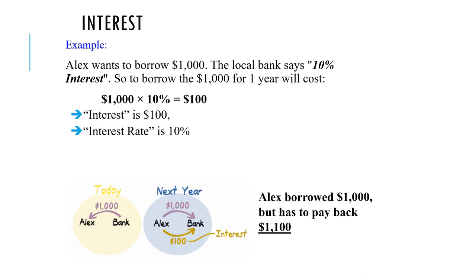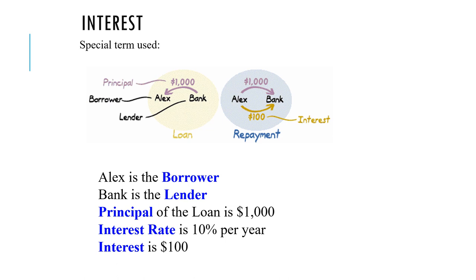All right, so let's look at this. Alex is borrowing the money, so Alex is the borrower. The bank is giving Alex the money, lending Alex the money. The bank is the lender. The person who gives the money is a lender. Principal is the amount of money that you borrow, the loan, the original amount. Interest rate, when you see rate, you know it is percentage. Interest amount is the total interest that you pay.